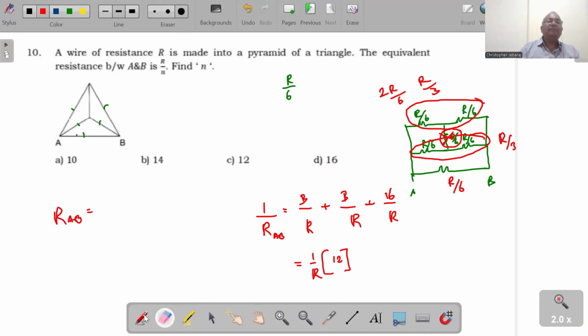R by 12 is what is given, which is equal to R by N. That is what is given: the resistance between A and B is nothing but R by N. Now R and R cancel, so N is nothing but 12. This is the answer. N is nothing but 12.